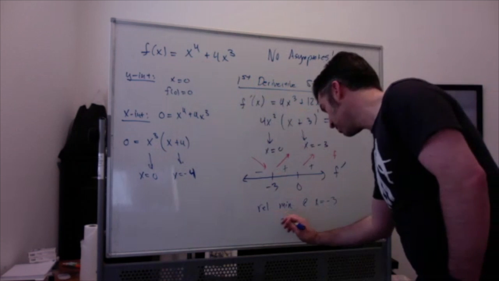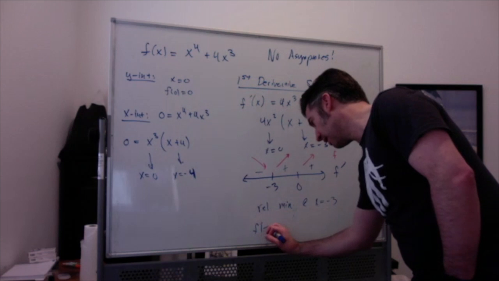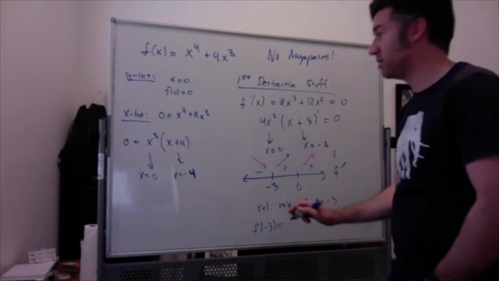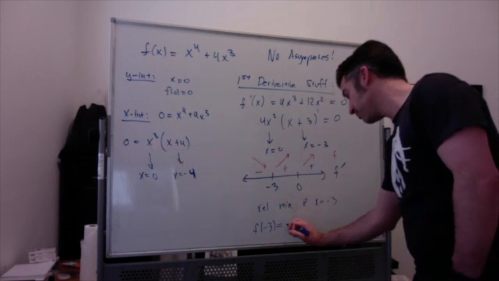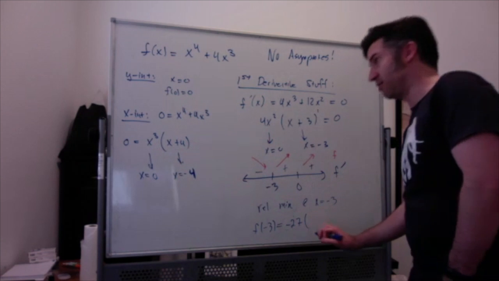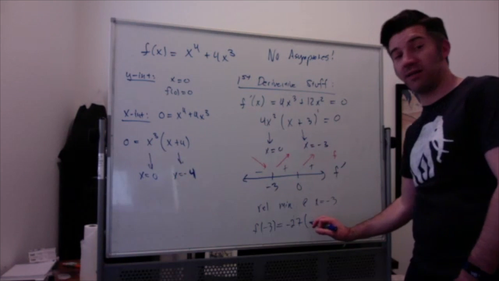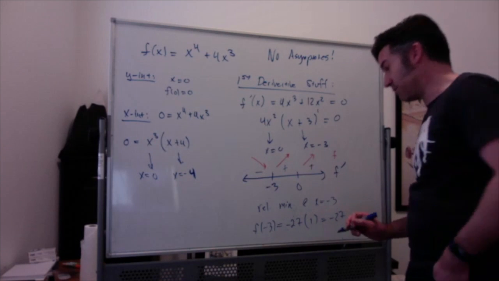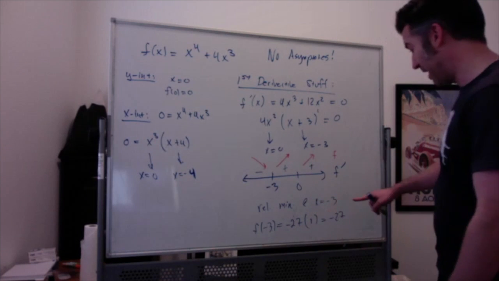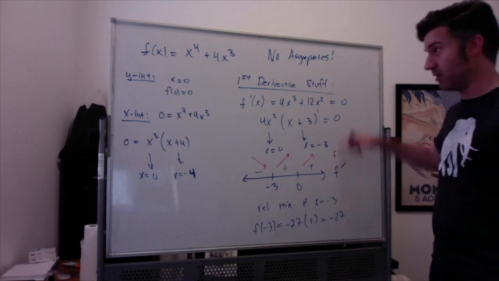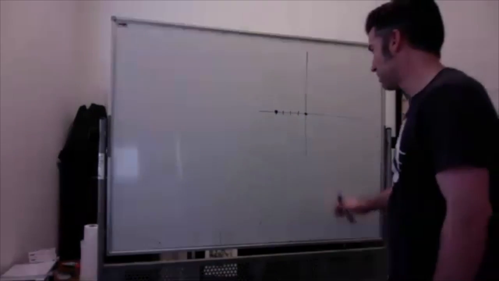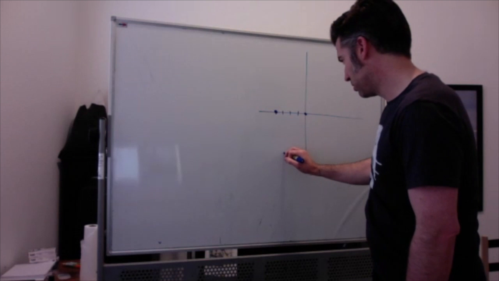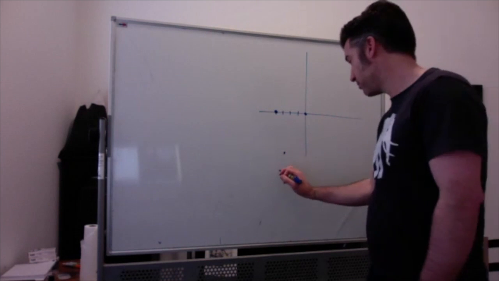So I'm going to say, okay, the y value, f of -3 is -3 cubed times -3 plus 4, which is 1. So my relative minimum is the point x is -3, y is -27. So somewhere down here. Clearly my graph is not to scale.